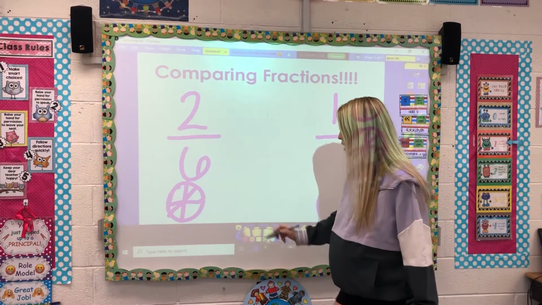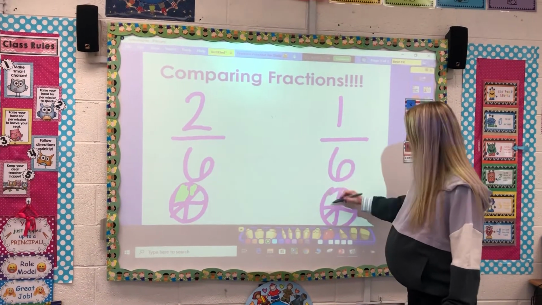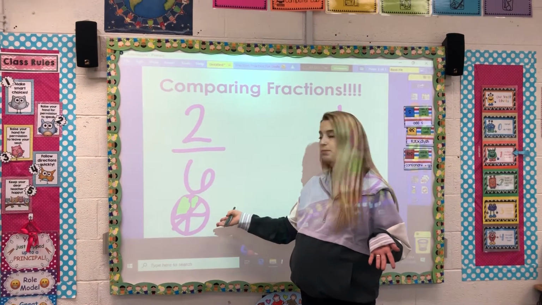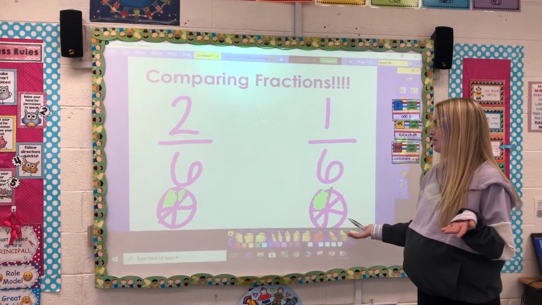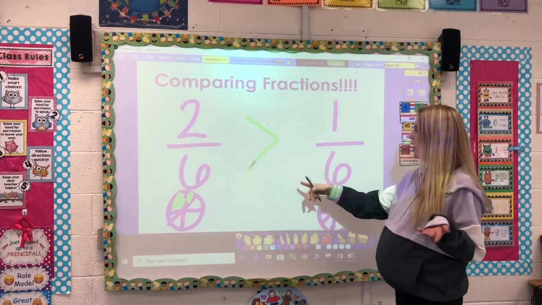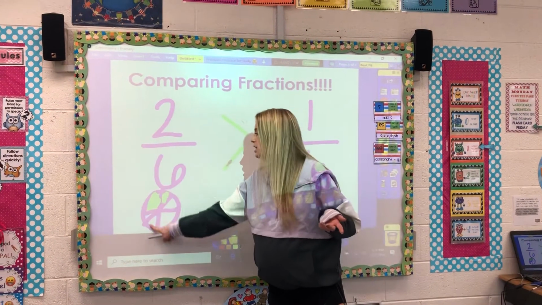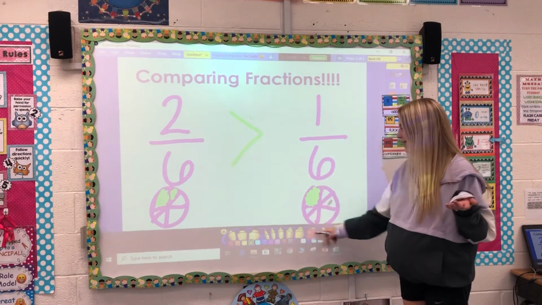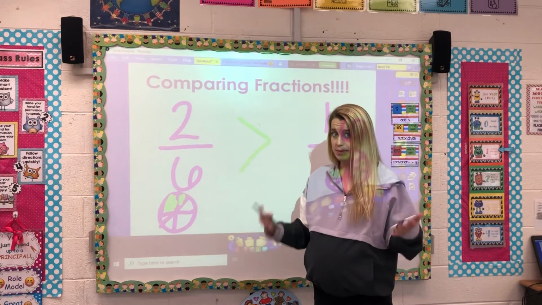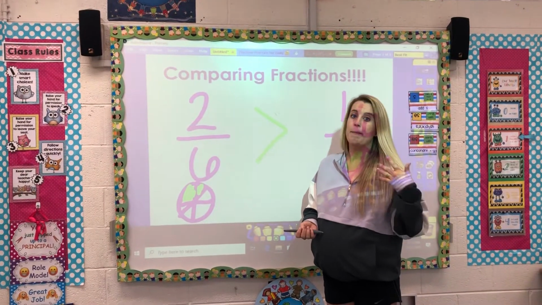Let me change my color. I'm going to color 2 of the pieces here and just 1 of the piece here. So would you rather have 2 pieces of a 6-piece pizza or 1 piece of a 6-piece pizza? The answer is 2/6. 2/6 is greater than 1/6 because the pieces are the exact same size. Because there's 6 pieces in this pizza and 6 pieces in this pizza, we know that the pieces are the same size. They have to be equal sizes in a fraction. Therefore, 2 would be bigger.